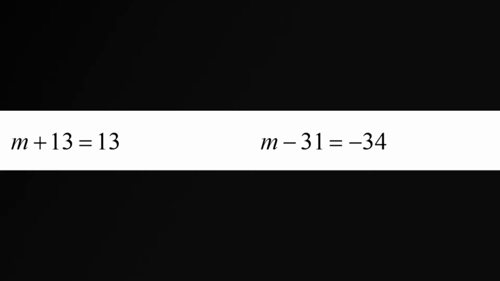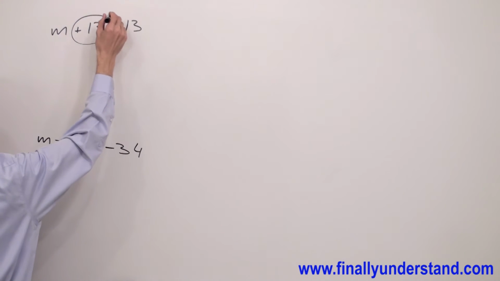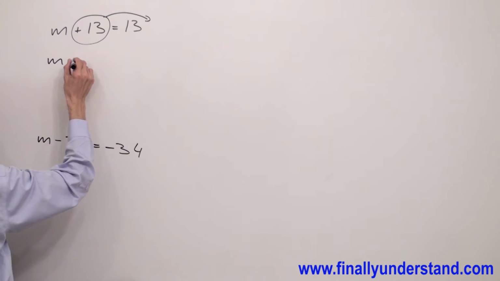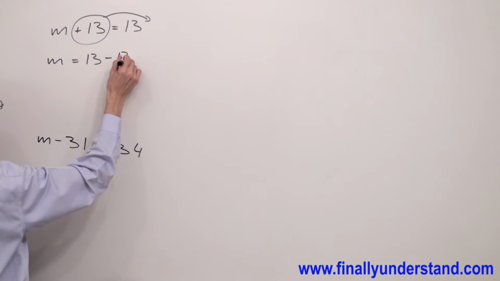m plus 13 is equal to 13. I have to find the value of m. What I have to do, I'm going to move positive 13 to the right side of my equation. And I'm going to have m equals 13 minus 13.